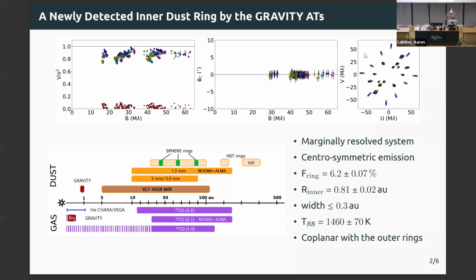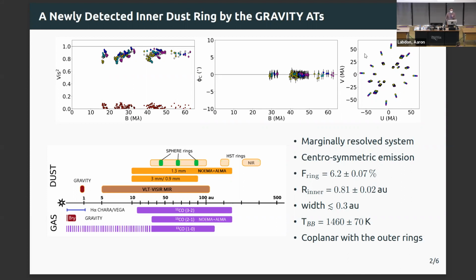The ring accounts for 6% of the total K-band flux emission, so it's very faint, and this can be one of the reasons why the Pionier instrument was not able to resolve and detect such a faint excess.